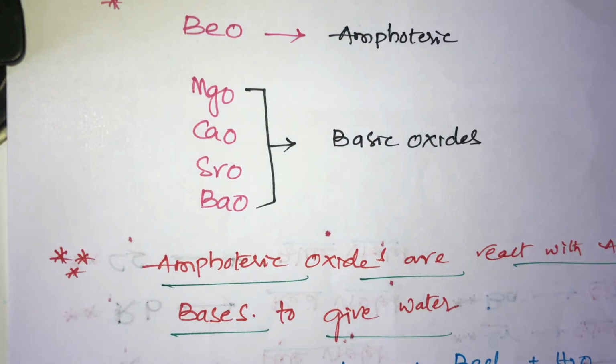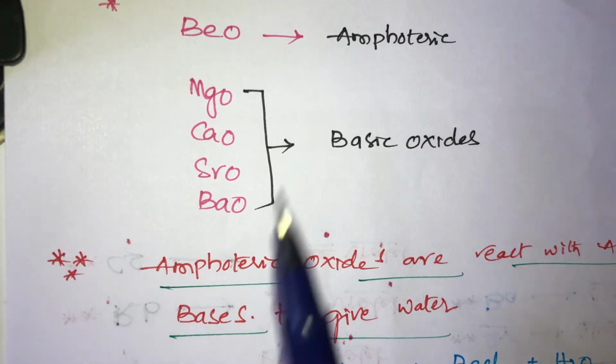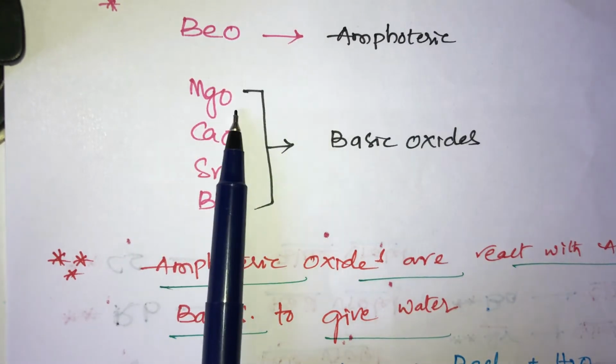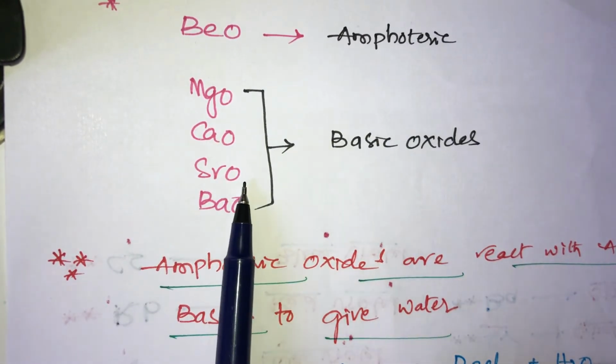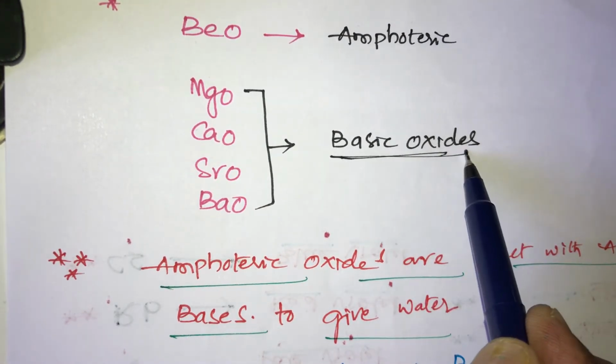Next, continuing, students: nature of oxides, the nature of oxides of S-block elements. S-block elements have different types of oxides. First is beryllium oxide. Beryllium oxide is amphoteric in nature, whereas the remaining oxides, that is magnesium oxide, calcium oxide, strontium oxide and barium oxide, are basic in nature. This is very important, students.